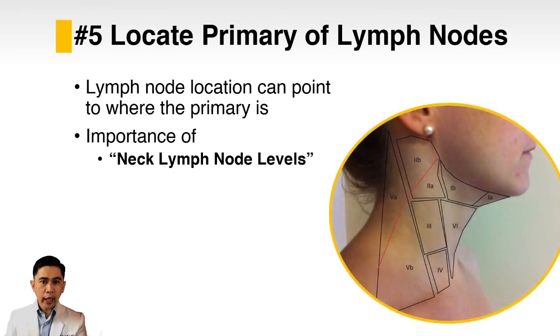So in the neck, we have these lymph node levels. So we have level 1 above the hyoid and below the mandible. Level 2 is in the upper 1/3 of the sternocleidomastoid muscle. Level 3 in the middle third, and level 4 in the lower third. Level 5 lymph nodes are found primarily behind the sternocleidomastoid muscle. Level 6 is everything in front of the sternocleidomastoid muscle but below the hyoid.